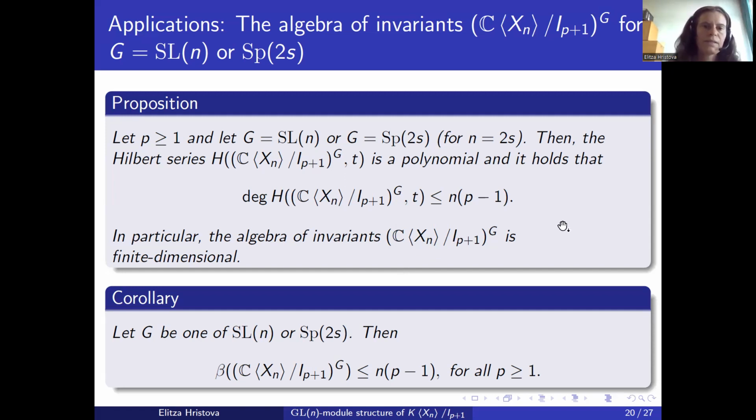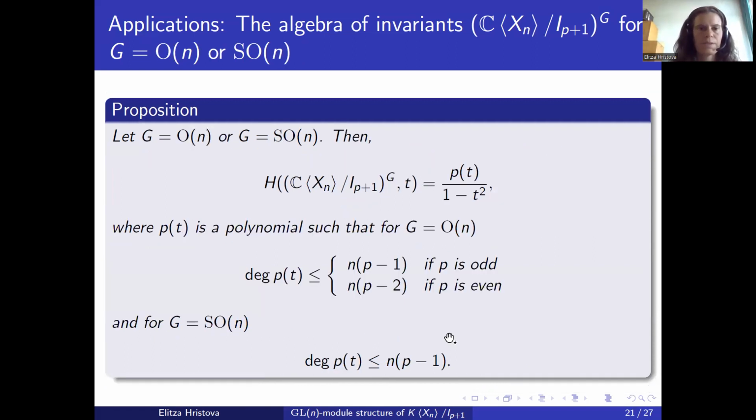Okay, and as a straightforward corollary from finding this expression of the Hilbert series, we see that the maximal degree of a generator of this algebra of invariants is bounded by the number n times p minus 1.